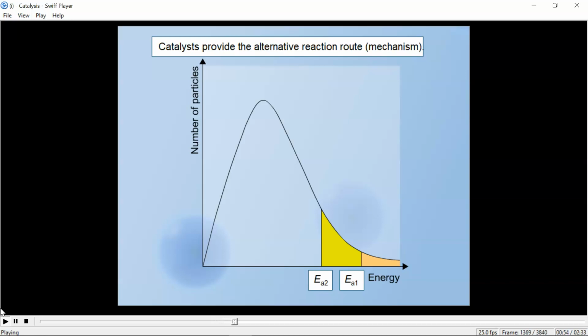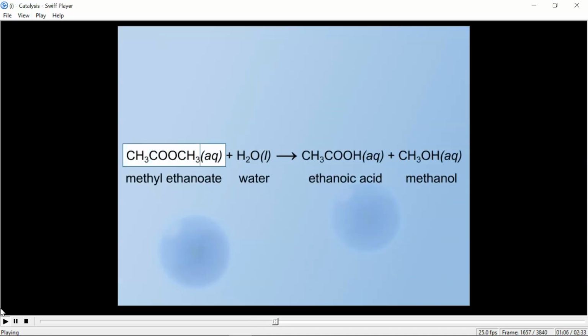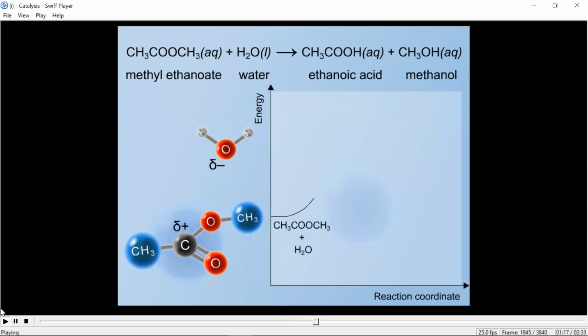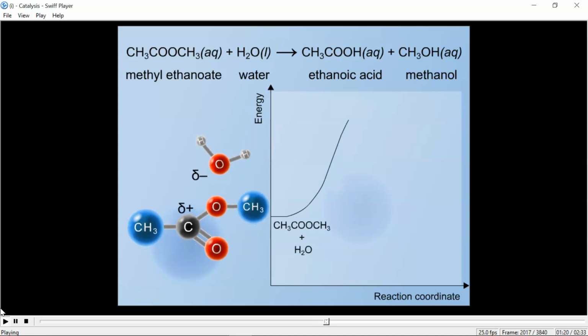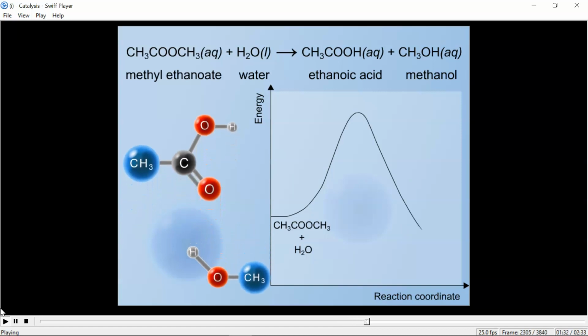Catalysts reduce the activation energy by providing an alternative route for the reaction. In other words, an alternative reaction mechanism. For example, the hydrolysis of esters, like methyl ethanoate, is relatively slow when the ester reacts with water. The reaction requires the lone pair of the oxygen atom in the water molecule to approach the carbonyl carbon atom. There is only a weak partial positive electrical charge on this carbon atom. Therefore, the attraction of the water molecule to the reaction site is not very strong, and so the reaction has a high activation energy.